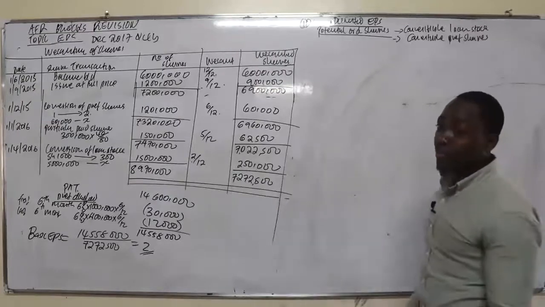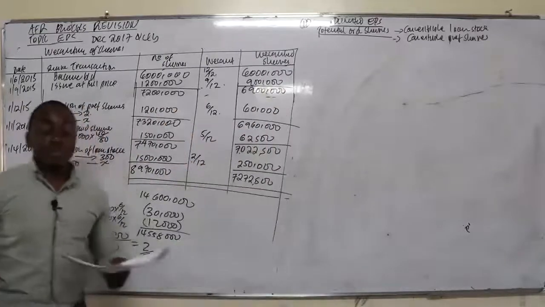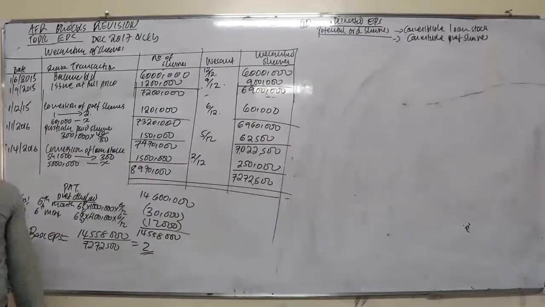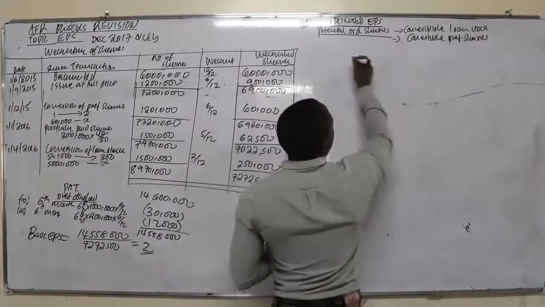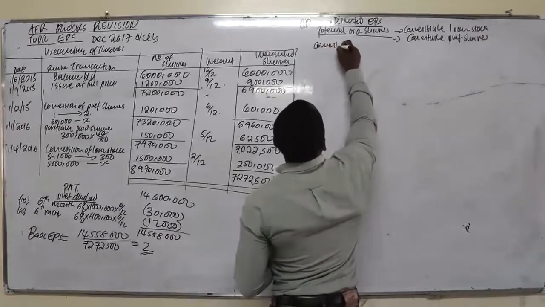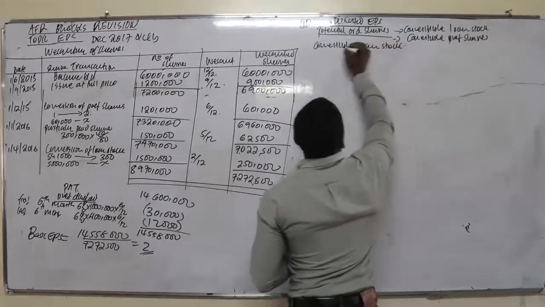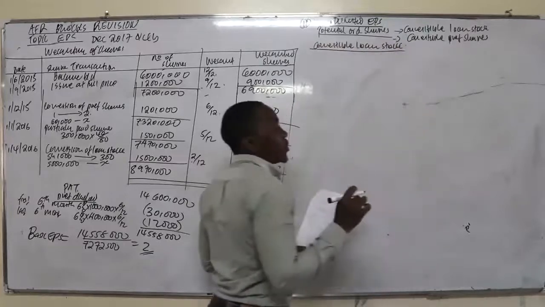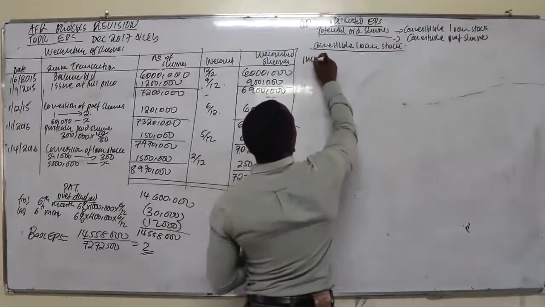There's no share options. The only two, convertible loan stock and convertible preference. Do we have any other? We don't have any other. Good. So let's start with the convertible loan stock. Once you identify the potential ordinary share, you compute the incremental EPS for each potential ordinary share. So let's get incremental EPS.